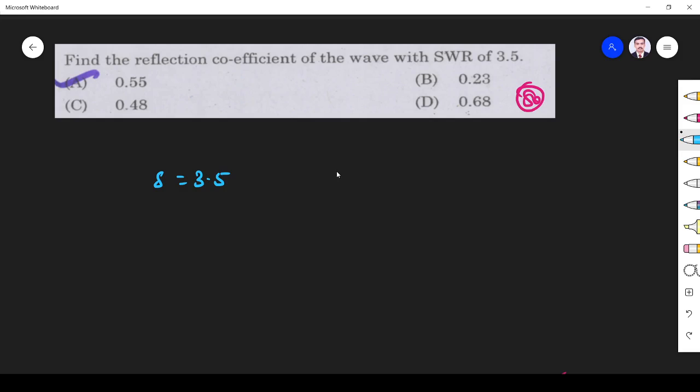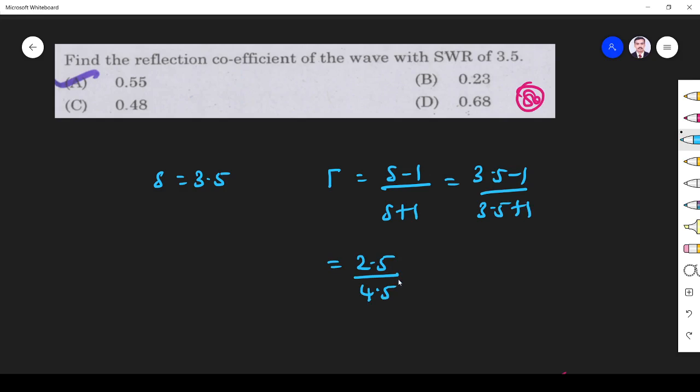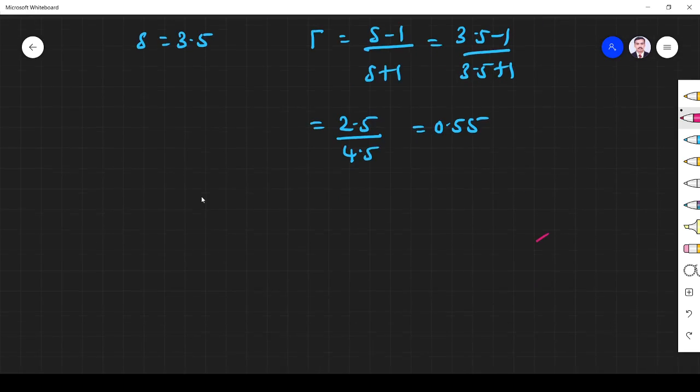So we know gamma is equal to (S minus 1) divided by (S plus 1), which is (3.5 minus 1) divided by (3.5 plus 1), 2.5 divided by 4.5, that is equal to 0.55. So the option A is the right answer. Fine.